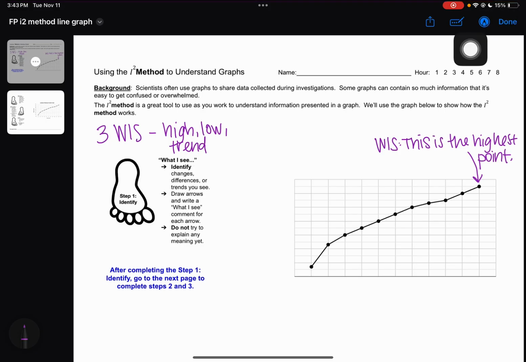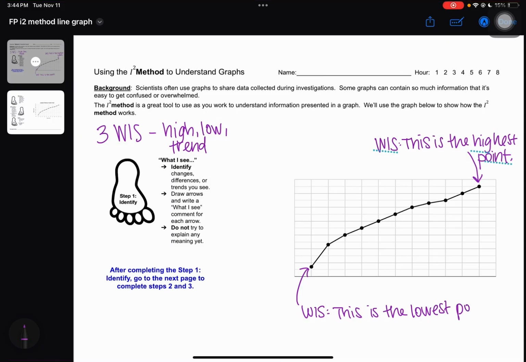After the high, I'm going to look for the low. That's on the opposite end of this line graph. So I'm going to draw an arrow, and I'm going to do a WIS. This is the lowest point.